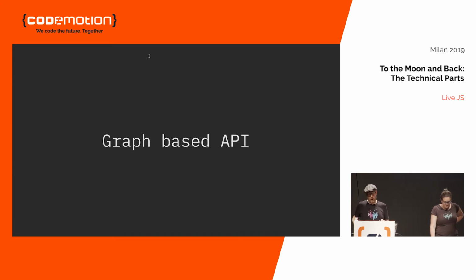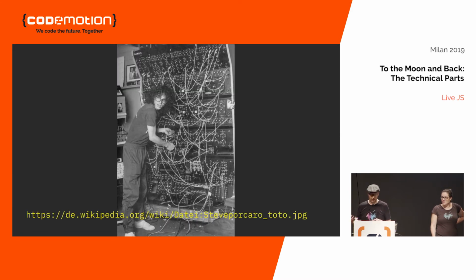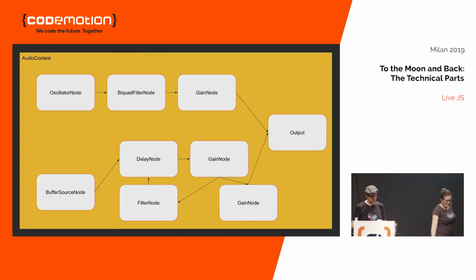It's a graph-based API, which is a fancy term for you can plug things into each other. So it looks a little bit like this, only with fewer cables. But you can think of it in the same way. You have nodes, which are probably something like classes, and you can connect them to each other, and you can build a graph that essentially gives you the flow of audio data in the system. You have the audio context, which is the overarching entity that you use to create these nodes, and that gives you the output to the sound card and everything.